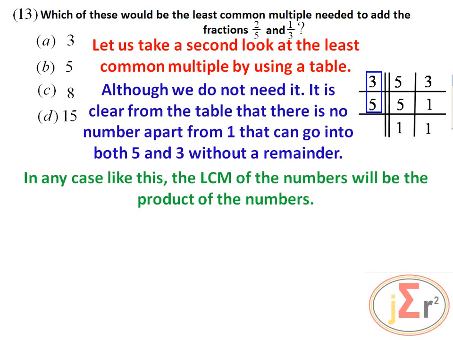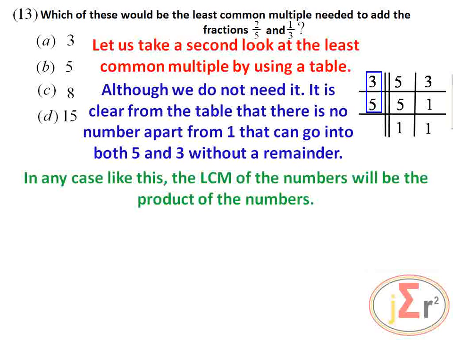So let us mention that. Notice that there is no number apart from 1 that can divide into both 5 and 3 without leaving a remainder. It means that 5 and 3 do not have any common prime factor. Because 5 and 3 do not have any common prime factor, it means that the least common multiple of 5 and 3 will be the product of those two numbers.